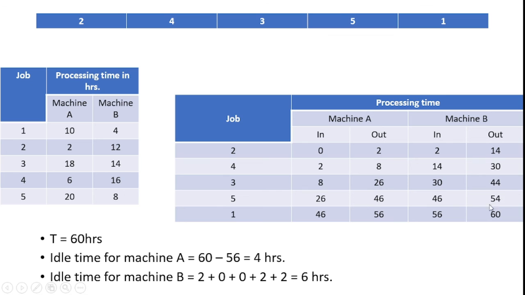Here you see, here also some idle time is available, because machine B ended the job at 54 hours, but machine A processed the job up to 56 hours. So the job 1 enters into the machine B after completing the process in machine A, which is at 56 hours only, but machine B already ended at 54 hours, so machine B is waiting for 2 hours before entering the job 1 into the machine B. So machine B waited 2 hours. How can I find 2 hours? 56 minus 54, I can get 2 hours.